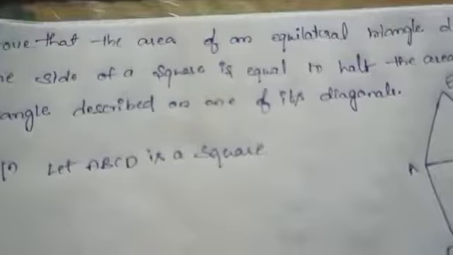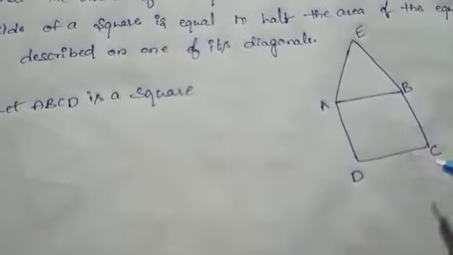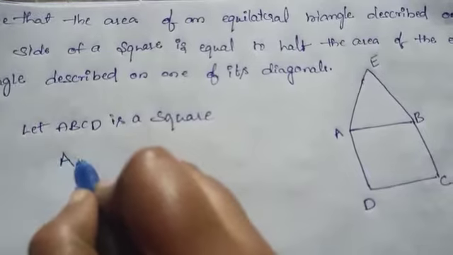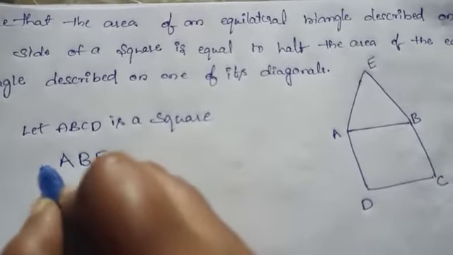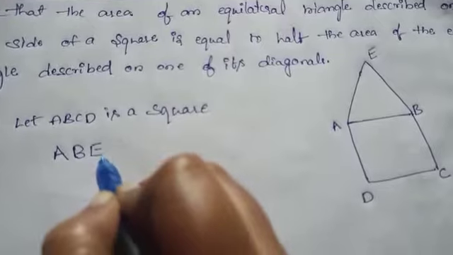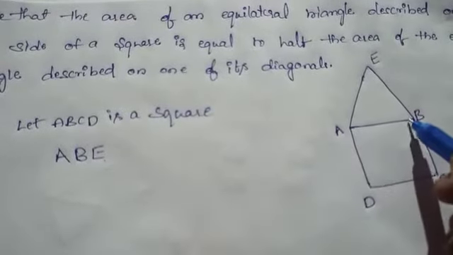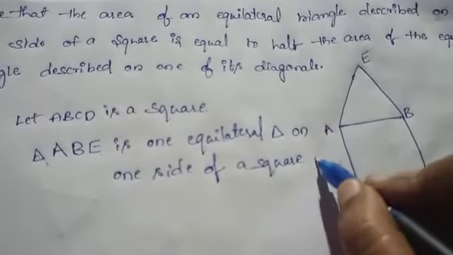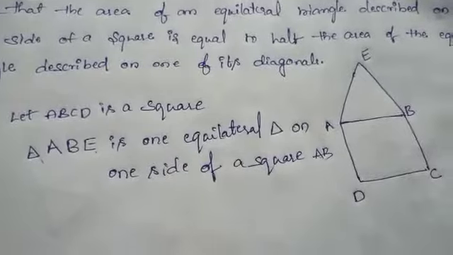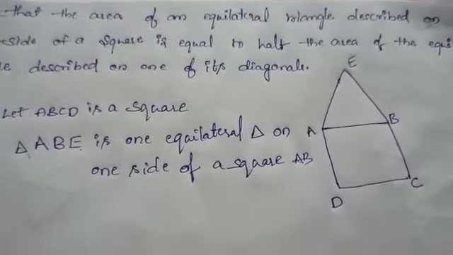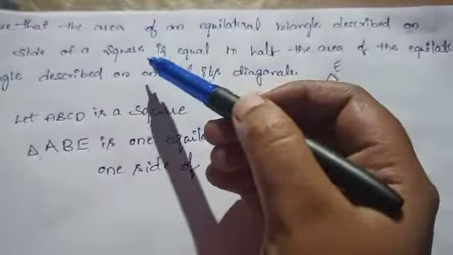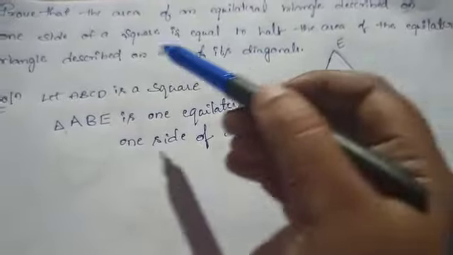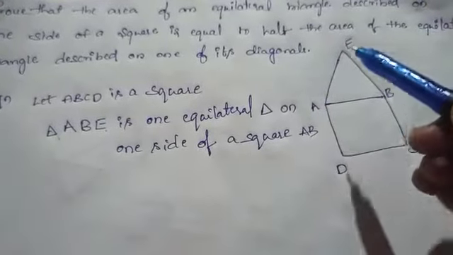Okay. Let ABCD be the one square and ABE is one equilateral triangle on one side of a square. The area of the equilateral triangle described on one side of the square is equal to half of the area of the equilateral triangle described on its diagonal.